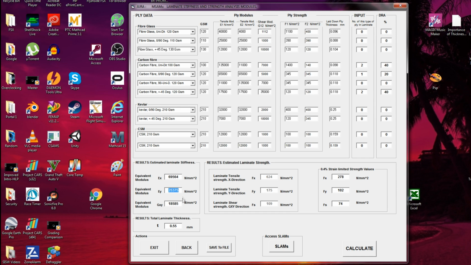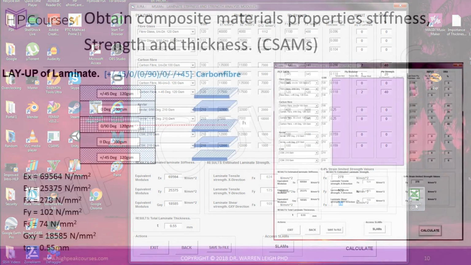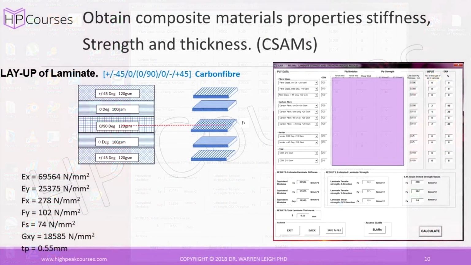CSAMs gives you the following composite properties. Equivalent Young's modulus in the x direction, EXM, equals 69,564 newtons per millimetre squared. Equivalent Young's modulus in the y direction, EYM, equals 25,375 newtons per millimetre squared. The equivalent Young's shear modulus, GXY, equals 18,585 newtons per millimetre squared. And the total thickness of the composite laminate equals 0.55 millimetres.